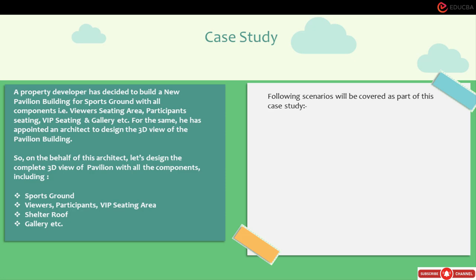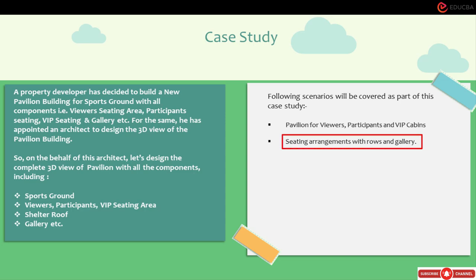Following scenarios will be covered as a part of this case study. Pavilion for viewers, participants and VIP cabins. We will design the pavilion building for viewers, participants and VIP cabins. Sitting arrangements with rows and galleries. There is the sitting arrangement or the step sitting for the viewers, so we will design that.